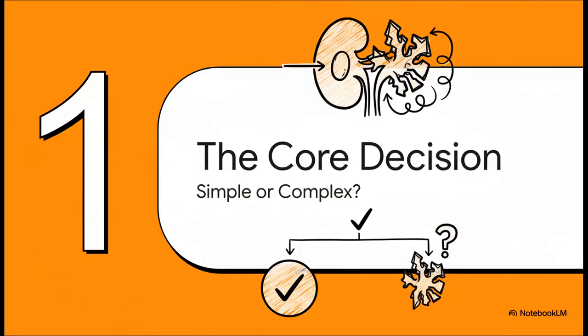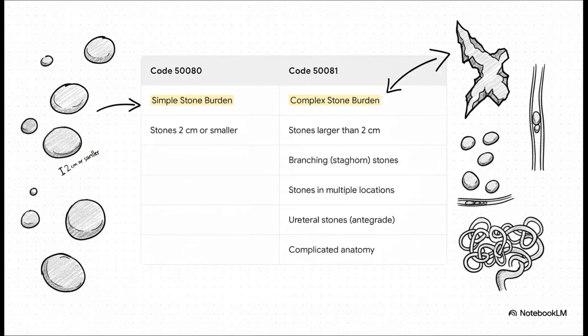So once you've identified the procedure in that report, you've arrived at the single most important decision you're going to have to make. Does the surgeon's report describe a simple stone removal or a complex one? Your answer to that one question determines your code. And this, right here, is your cheat sheet for making that choice. Over on the left, you've got CPT code 50080. That's for your simple procedures. Think stones that are 2 centimeters or smaller. But on the right, you've got 50081 for all the complex cases.